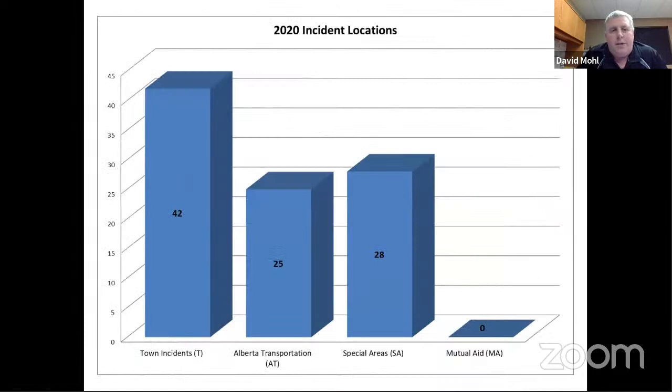This breaks it down between town, Alberta Transportation, special areas, and mutual aid. Alberta Transportation covers anything on a numbered highway. So it can be a primary or secondary numbered highway from fence line to fence line. So if there's a fire in the ditch, that can be a transportation call. If it goes into the field, then it becomes a special areas call. Sometimes it's split between both. If it starts in the ditch and ends up in the field, we have to bill according to how much time we spent on each side of the fence.